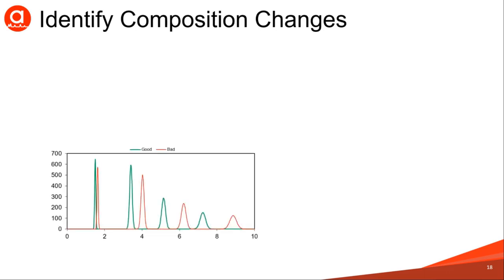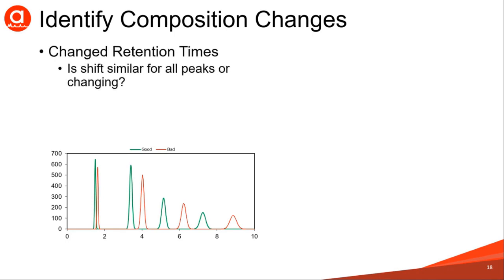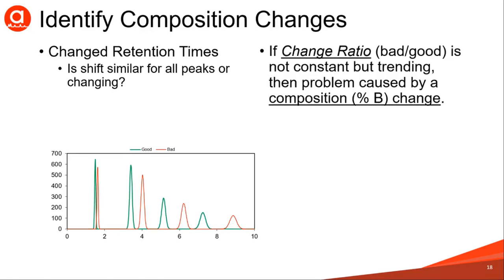So what happens if your composition changes? Here's another chromatogram with a different pattern. Let's calculate the change ratios for the retention times and look at the values, and are they similar for all the peaks or are they changing? So if the change ratio is not constant, but it is trending, then the problem is likely caused by a composition change. This would be the complex logarithmic change that we talked about a few slides earlier.